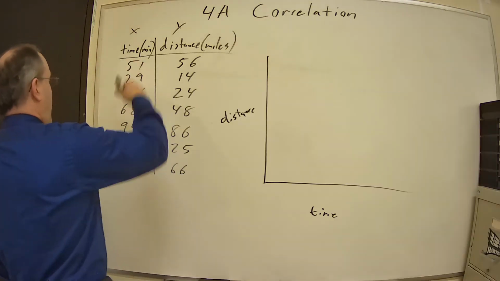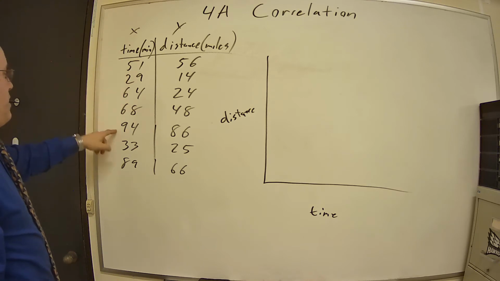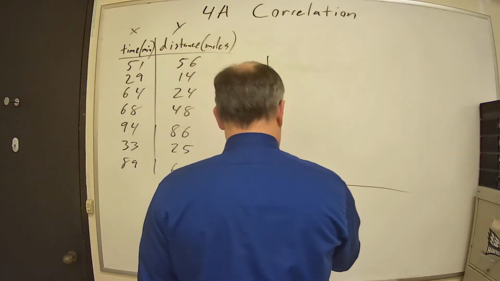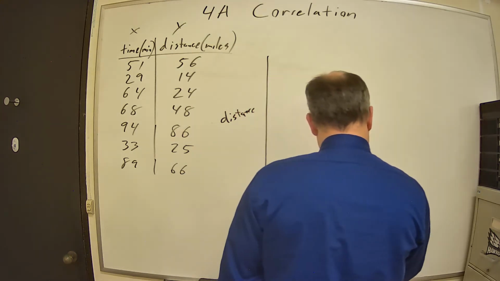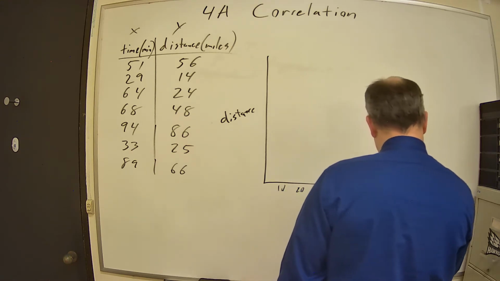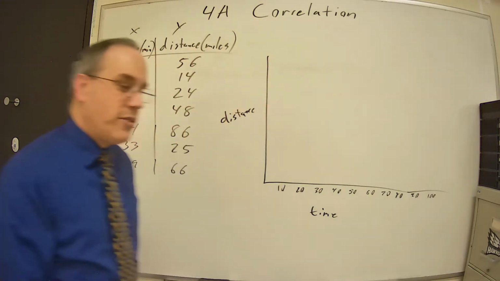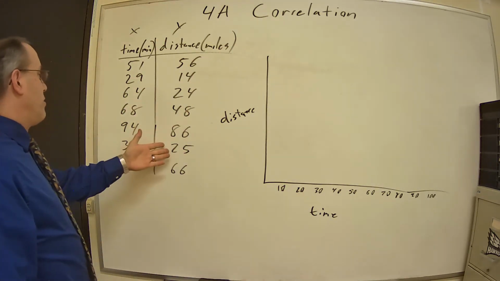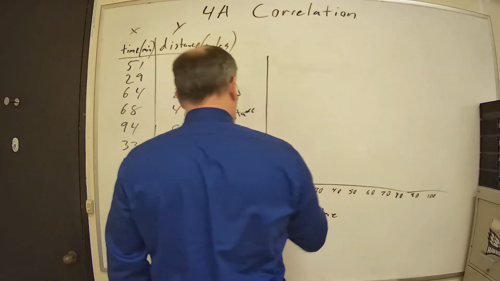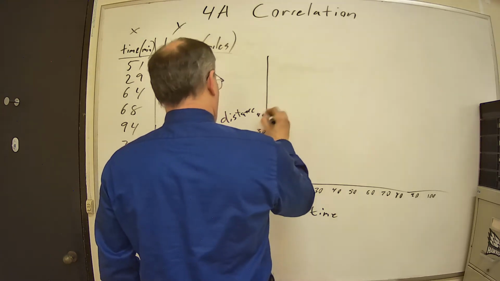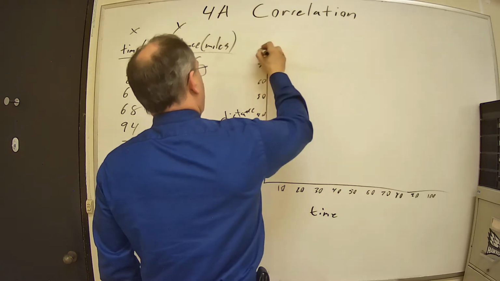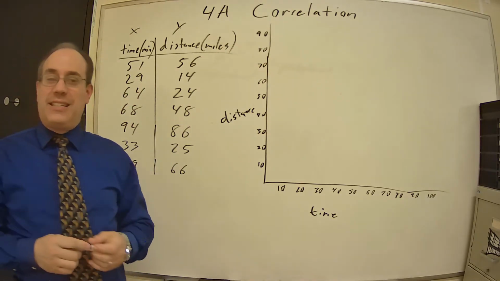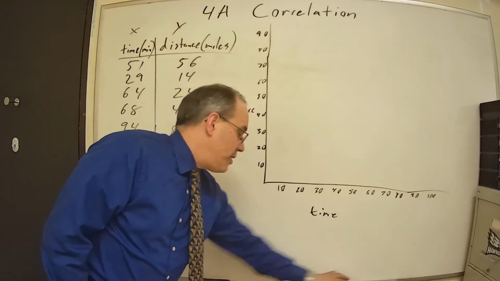Okay, and then we look and say, well, the times ranged, looks like 29 is our lowest and 94 is the highest, so we need to cover 29 through 94. So I'm just going to go 10, 20, 30, 40, 50, 60, 70, 80, 90, 100. I'm going to extend that line out to make sure I cover it. Remember, we need consistent indices anytime we're doing a graph. And then the distances range from, looks like 14 up to 86. So I'm going to number my y-axis to cover that. 10, 20, 30, 40, 50, 60, 70, 80, 90, and extend that so we can see that. So now we have our axes in place, and we're ready to create our scatter plot.